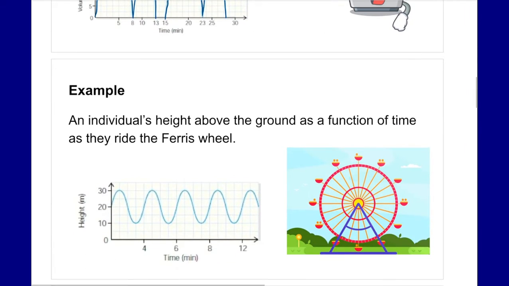Another example, very similar to the investigation we did previously, right? Looking at the individual's height above the ground as a function of time as they ride the Ferris wheel. So your height in a Ferris wheel is going to repeat, right? As you go up the Ferris wheel and as you come down the Ferris wheel. And as you continue to go around in a circle, you're going to hit those same points, right? You're going to hit those different heights. So it is going to repeat those heights.